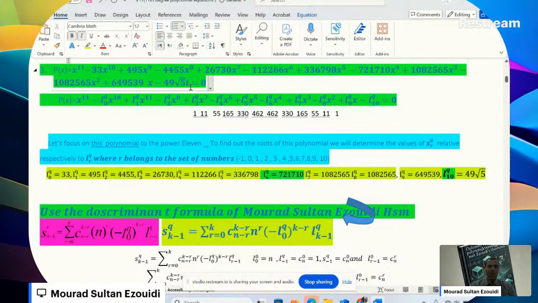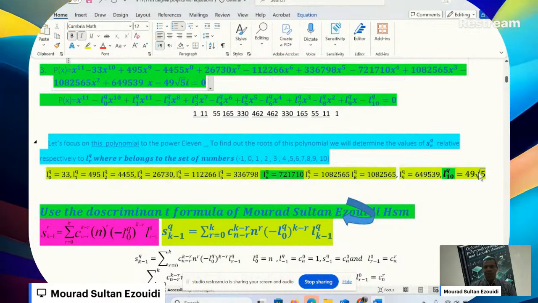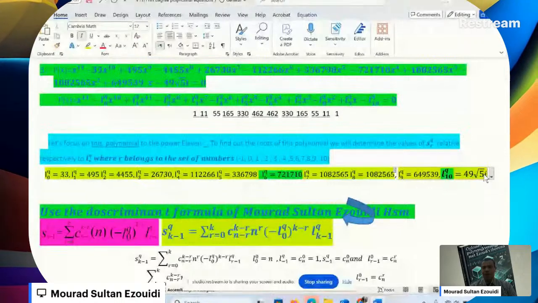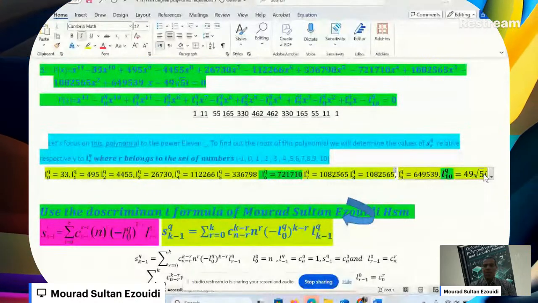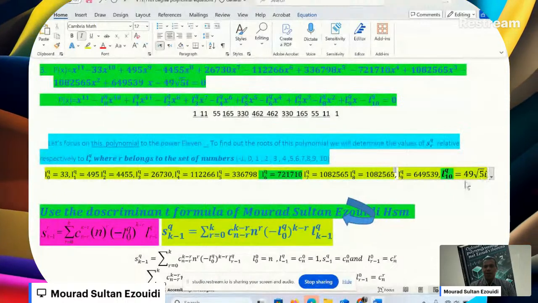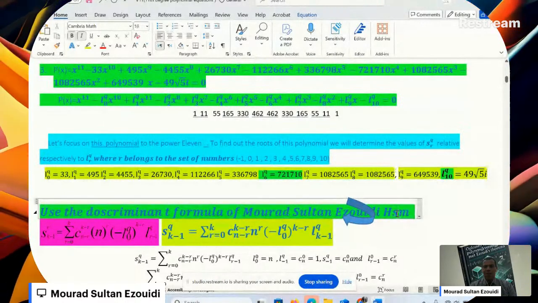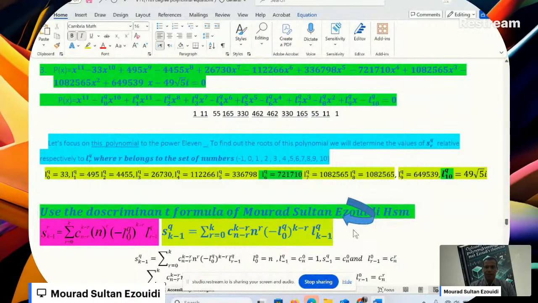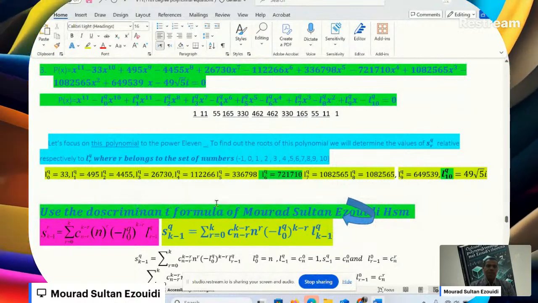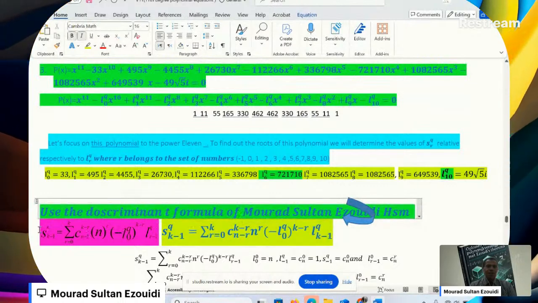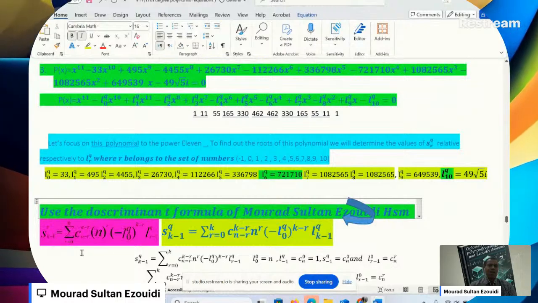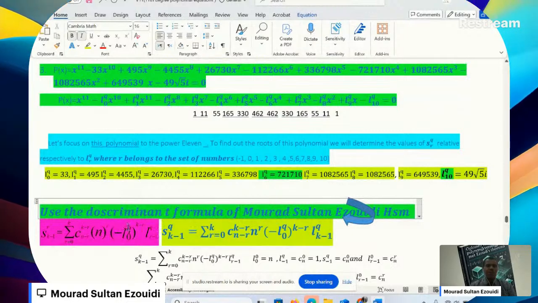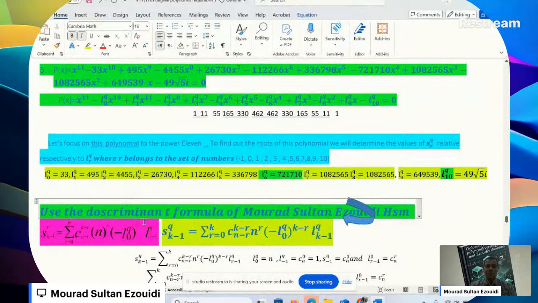So you will use these coefficients, my kids. They have to be used in the Ezouidi theorem to find the x roots of this new 11th degree polynomial equation. Okay, let's start. This is the new theorem of Mourad Sultan Ezouidi: S subscript k minus 1 for the q equals the sum from r equals 0 to k of the combination n minus r choose k minus r, raised to the power r, times negative Q raised to the power k minus r, times L subscript r minus 1 for the q.